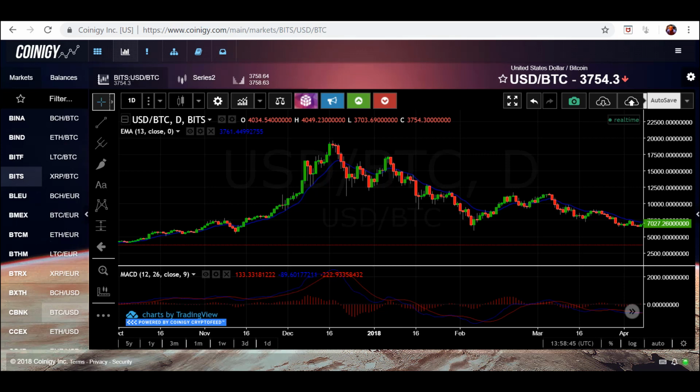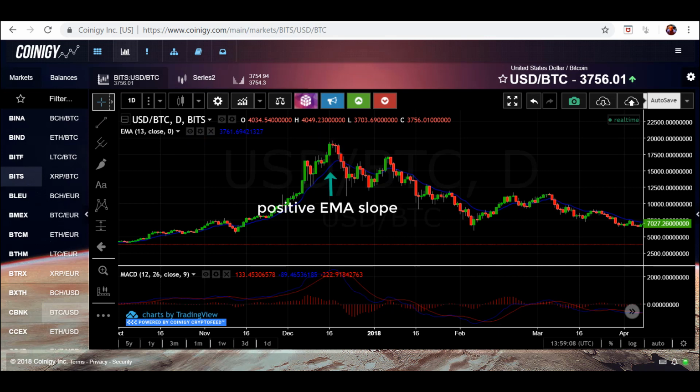Let's see an example, and this time we will use the chart of Coinigy, which is the second charting platform I was recommending in addition to TradingView. This is a chart of the BTC USD. We look at the daily time frame, which is the longer chart of our analysis, and the first one we examine. We look at this area from the 6th of December and on.